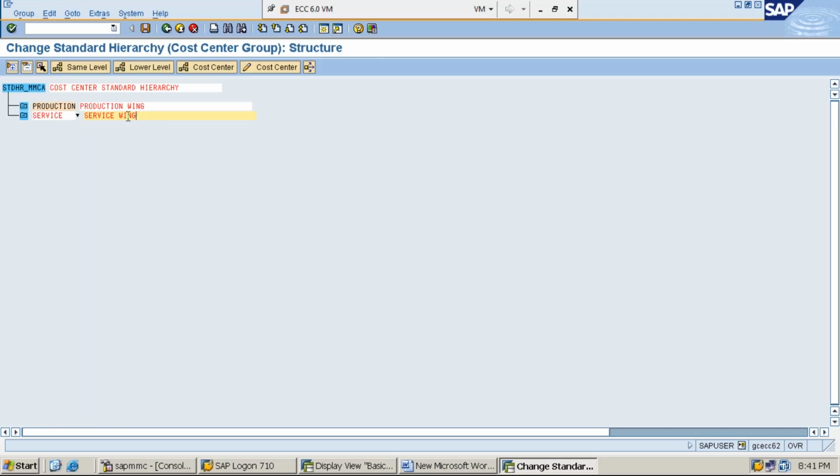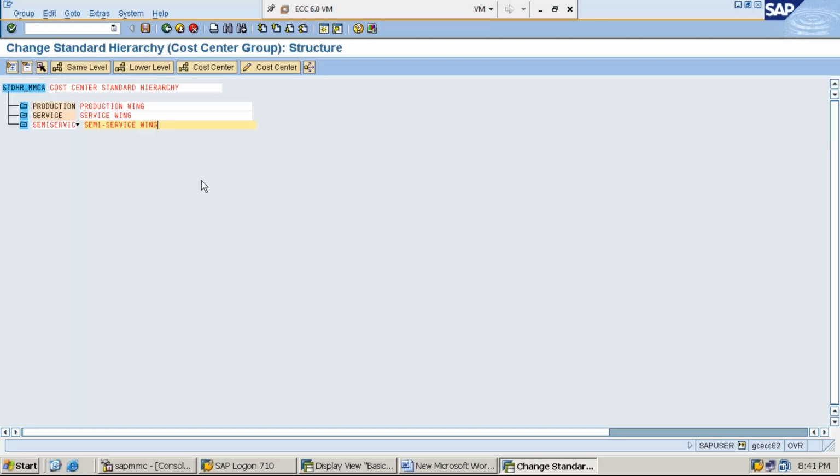Keep the cursor on the description service wing and click on same level. One more node has been added. I'm naming it as semi-service wing.